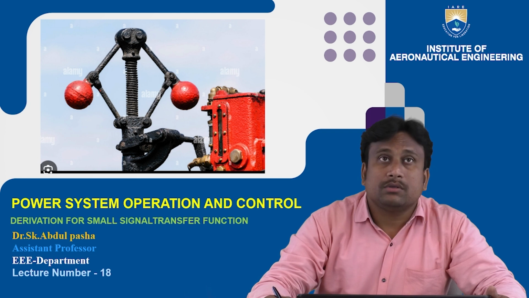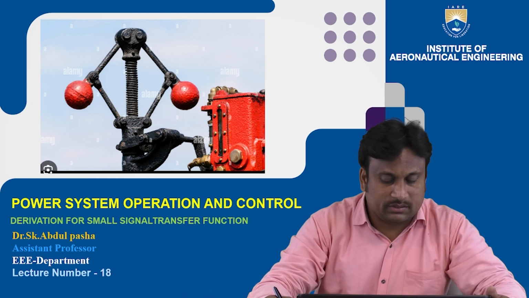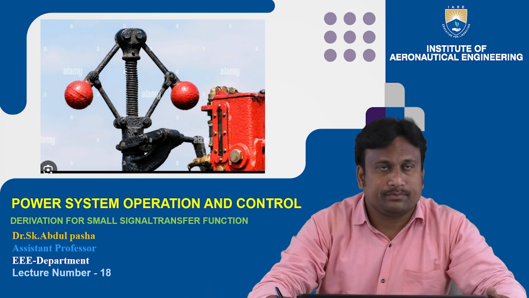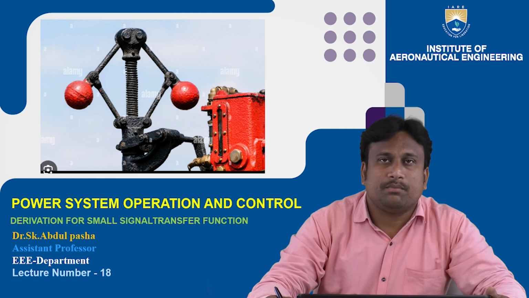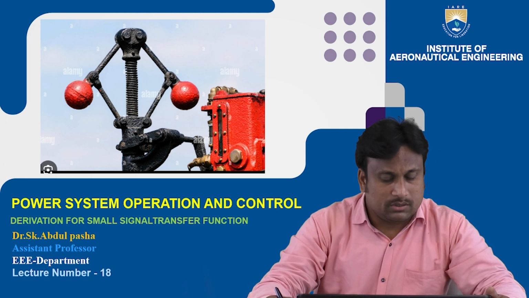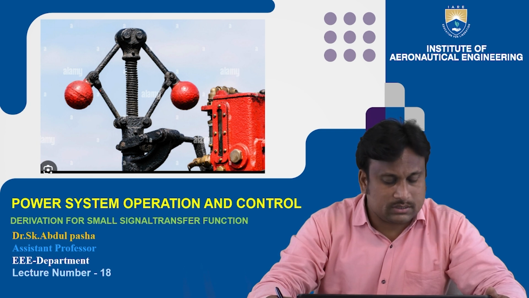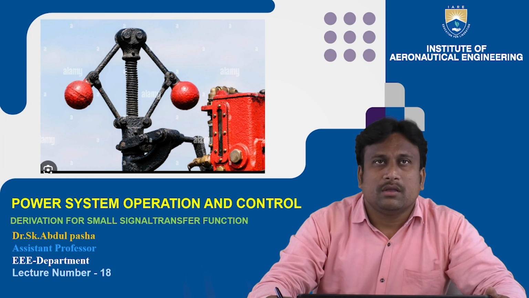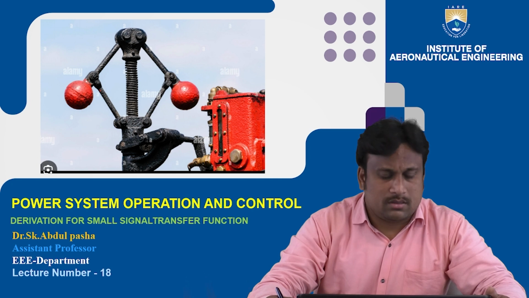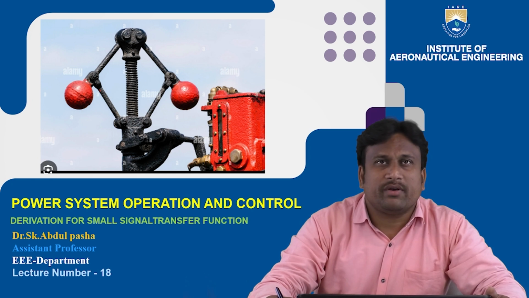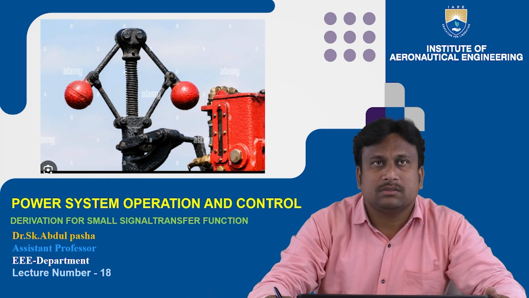So coming to our course, Power System Operation and Control. We are in module 2, which started with the speed governing mechanism. We already discussed some points regarding the configuration of the speed governing mechanism, what the main features of the speed governing mechanism are, and what parameters we considered. Those are the things we discussed.